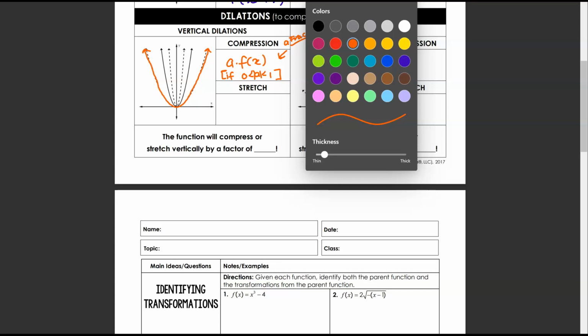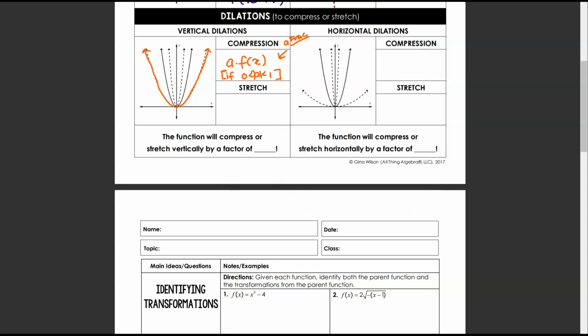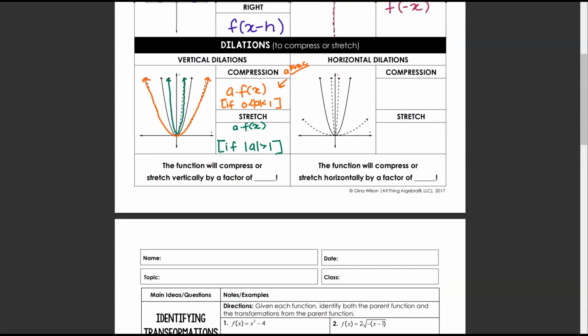Now, if we begin to look at this and we're stretching it, so think of grabbing the function and pulling it. So this is if the absolute value of a is greater than 1. And that's going to be this graph right here. So notice how it gets thinner than that parent function. Okay. Now this is in terms of vertical dilation.